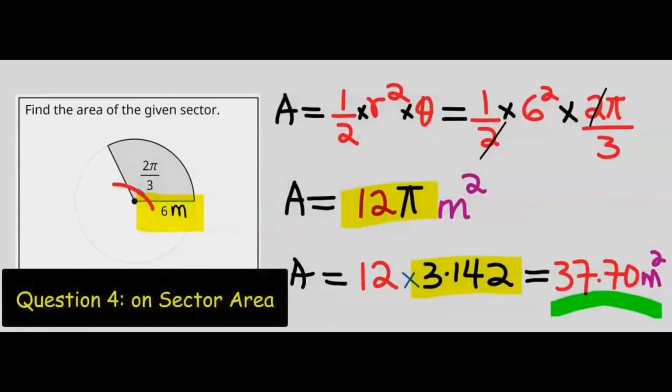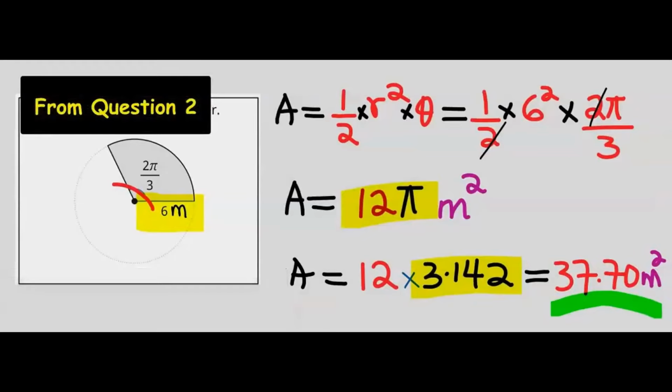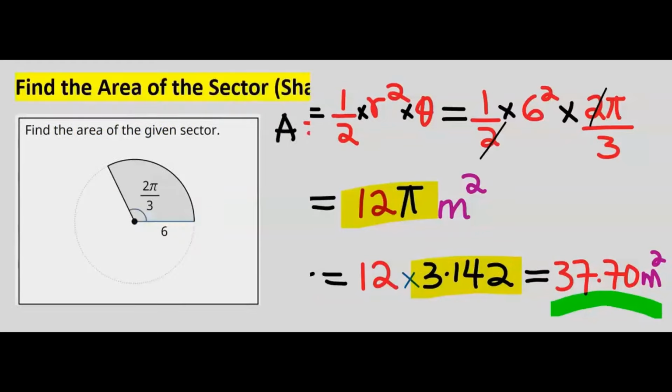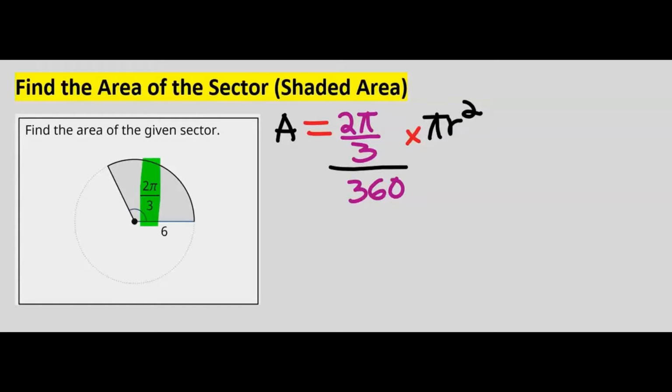Next, we had solved this problem earlier using the radians formula. Let's repeat the solution using the degrees formula. Using the degrees formula, we're going to have the central angle divided by 360 multiplied by the area of the circle. But we have a problem here. The central angle is in radians. However, this formula is for degrees.